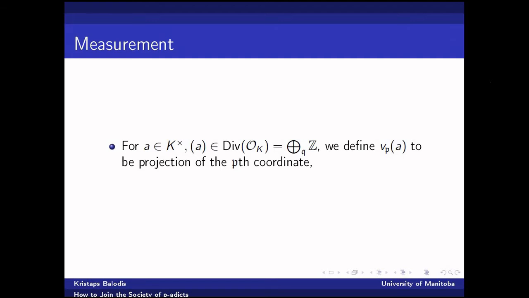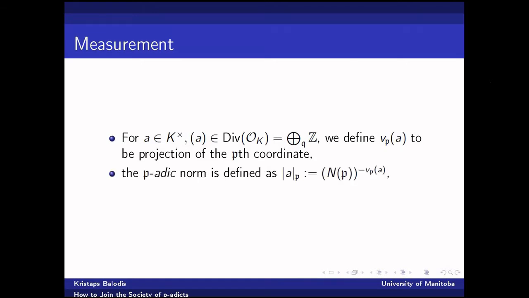And so given any element in our field, that will generate a fractional ideal for us. And we're going to define v sub p of a to be the projection onto the pth coordinate. In other words, it's the number of times that the prime ideal p appears in the decomposition of the fractional ideal generated by a. So of course this will be positive if the ideal appears a positive number of times, 0 if it doesn't appear at all, and a negative integer depending on how many times it appears in the quote-unquote denominator of the fractional ideal.